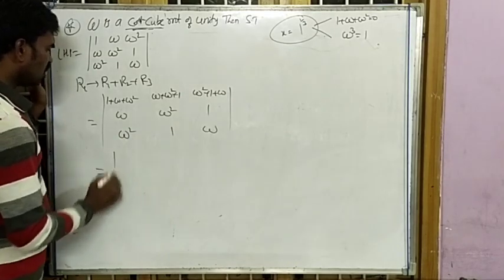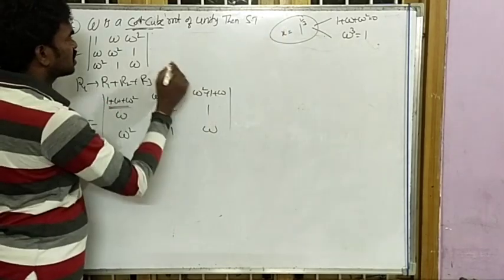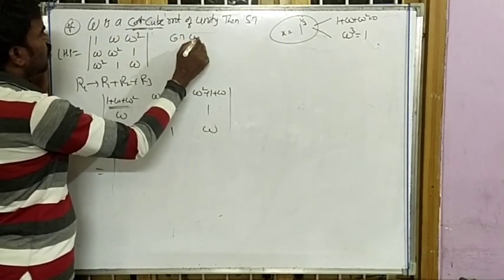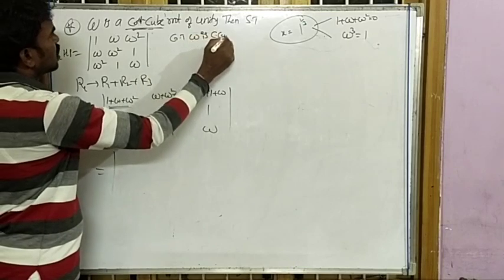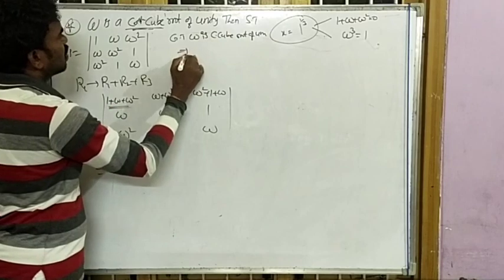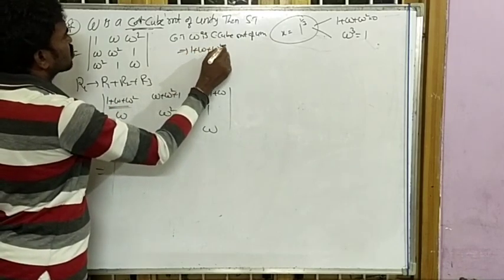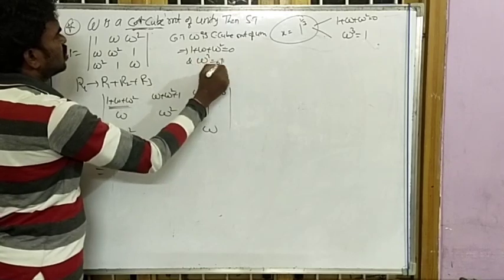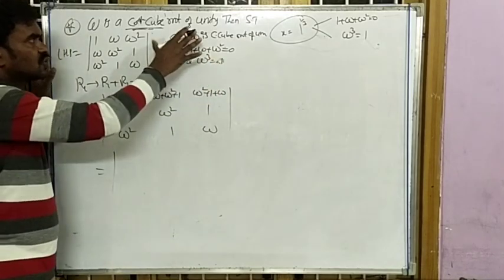In the first row, 1 plus omega plus omega square means, so first, before this, it is better to write: given that omega is a complex cube root of unity, that implies 1 plus omega plus omega square equal to 0 and omega cube equal to 1. You must write these two conditions first for this question.